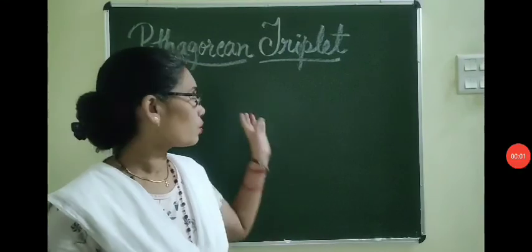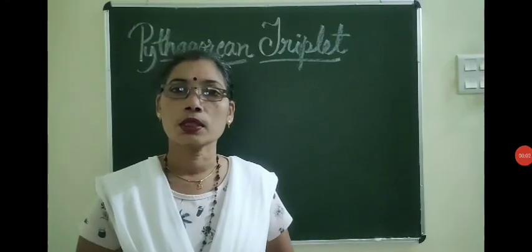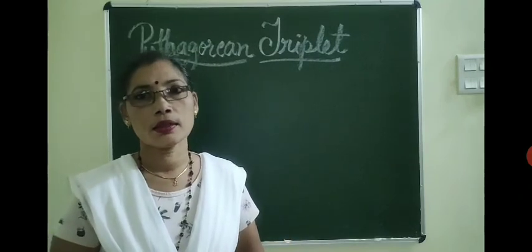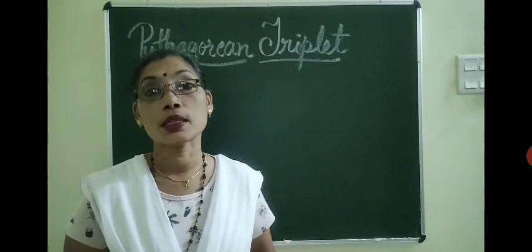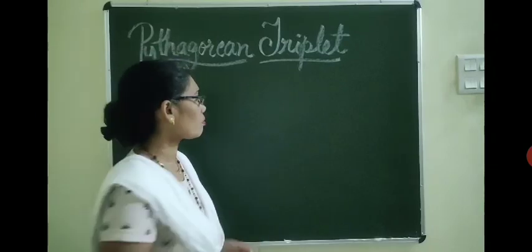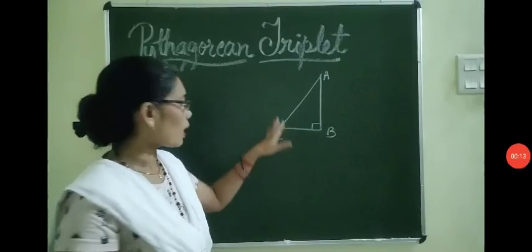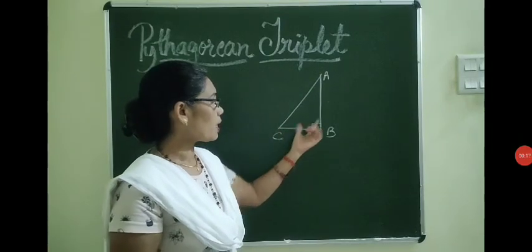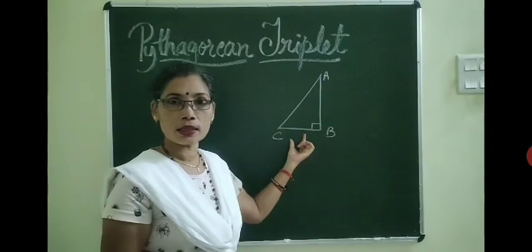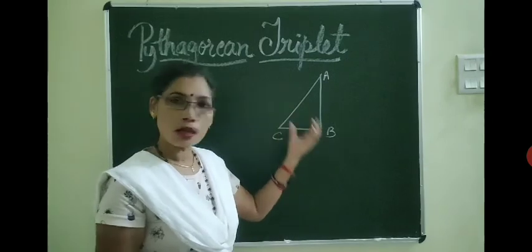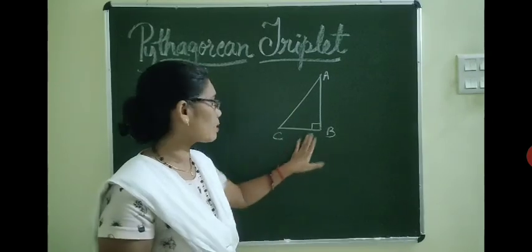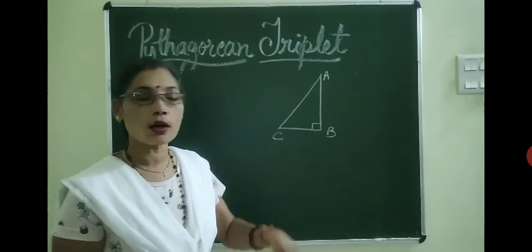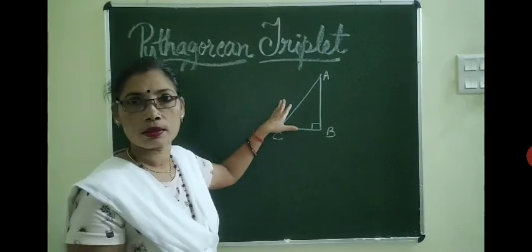Today we will discuss Pythagorean triplets. At first we have to understand the Pythagoras theorem. What is the Pythagoras theorem? In a right angle triangle, the sum of squares of two sides, or sum of squares of base and perpendicular, is equal to the square of the hypotenuse.